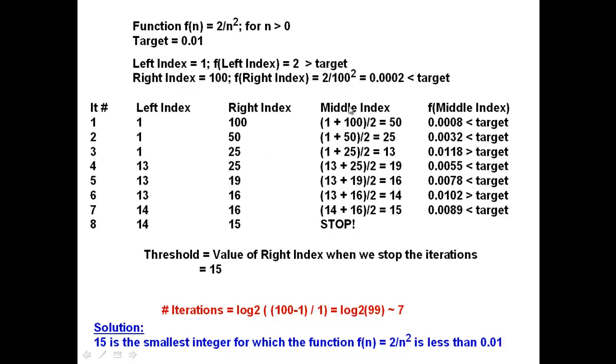And now the new middle index is 1 plus 50 over 2, which is 51 over 2, which is 25. The function value at 25 is 2 over 25 square, which is 0.0032. That's again less than the target. So that means we move the right index further to the left and set that to be the middle index, which is 25. And you keep going. Now let's do just one more iteration. The new middle index is 1 plus 25 over 2, which is 13. And 2 over 13 square is 0.0118, that is greater than the target.